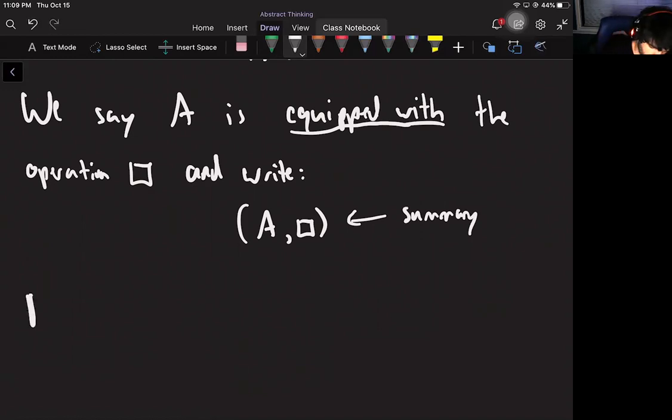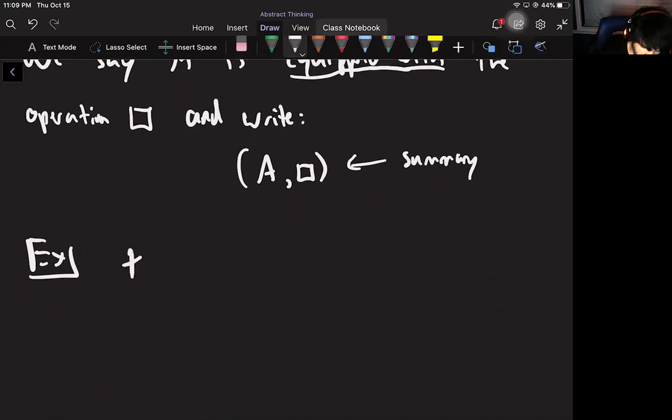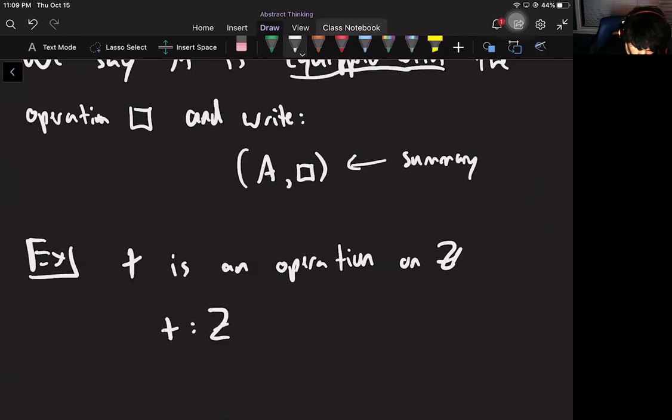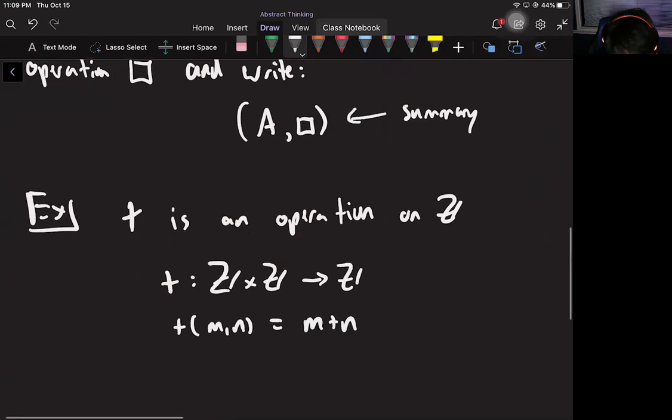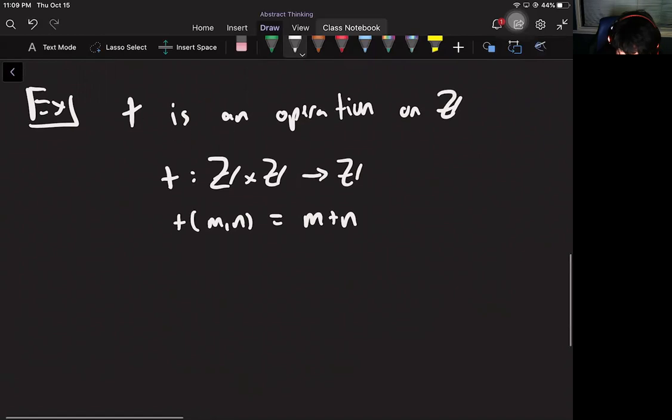Okay, so let's see examples. Every time you see a new definition, you gotta have examples of it. And you have many examples in nature and in growing up. So plus is an operation on the integers. So using our fancy notation, plus goes from Z cross Z to Z. So it takes in two integers and turns them into one integer like that. And this is an operation because the output is an integer still.